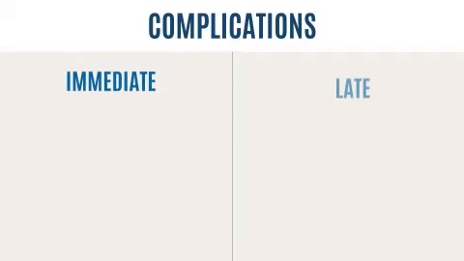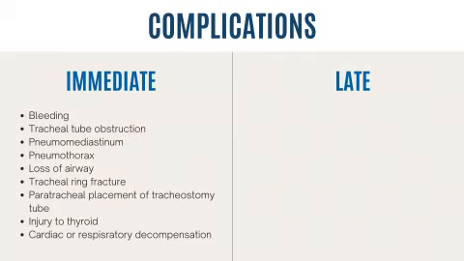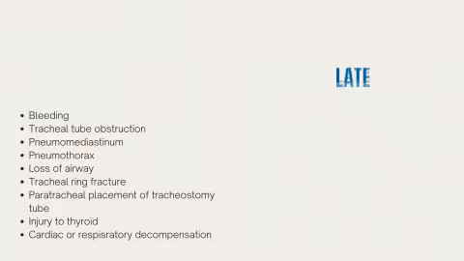It's also important to take note of the possible complications of tracheostomy. There can be immediate or late complications. Immediate complications include bleeding, tracheal tube obstruction, pneumomediastinum, pneumothorax, loss of airway, tracheal ring fracture, paratracheal placement of tracheostomy tube, injury to the thyroid, and cardiac or respiratory decompensation.